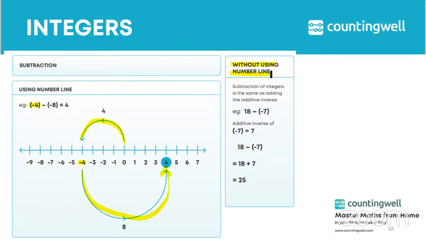Let us see without using number line how we can do. Subtraction of integers is same as adding the additive inverse. Okay, so if you want to subtract minus 7 from 18, you have to write the additive inverse, which is 7. So it is 18 plus 7, so we have 25. Note that here we are moving backward or forward. You have to note this carefully. Here we have negative or minus 8, so we are moving in this direction.